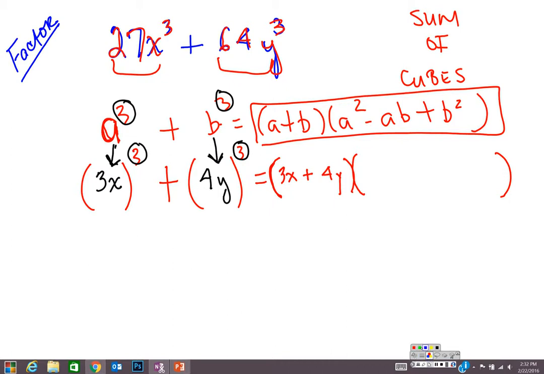Alright, next it says in the formula square the a. Our a is 3x, so if we square the 3 and the x together, or we multiply 3x times itself, we get 9x squared. Minus, now ab, that suggests multiplication because they're right next to each other. When we multiply 3x and the 4y together, we get 12xy. Plus b squared. Now notice that I'm not changing the signs in the formula. You never change the signs in the cubes formulas. You're just plugging in the a and the b. The signs remain the same.